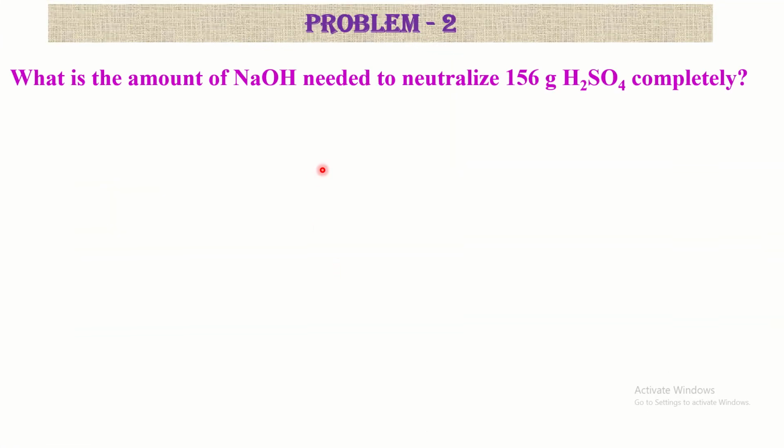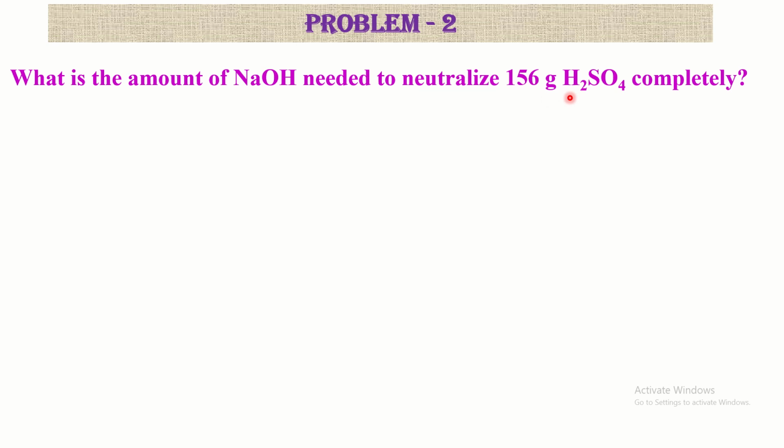Now problem 2. What is the amount of sodium hydroxide needed to neutralize 156 gram sulfuric acid completely? Look, this is the reaction between sodium hydroxide and sulfuric acid. And we know sodium hydroxide is a base and sulfuric acid is an acid. So their reaction is called a neutralization reaction.